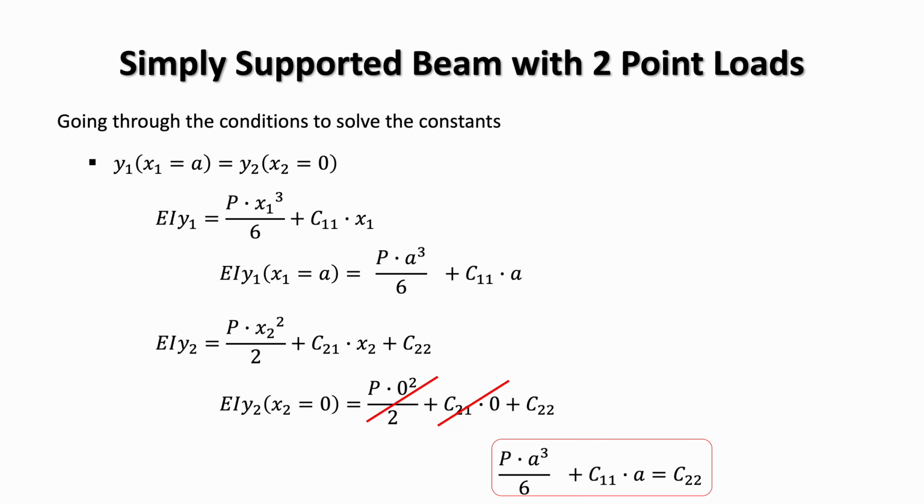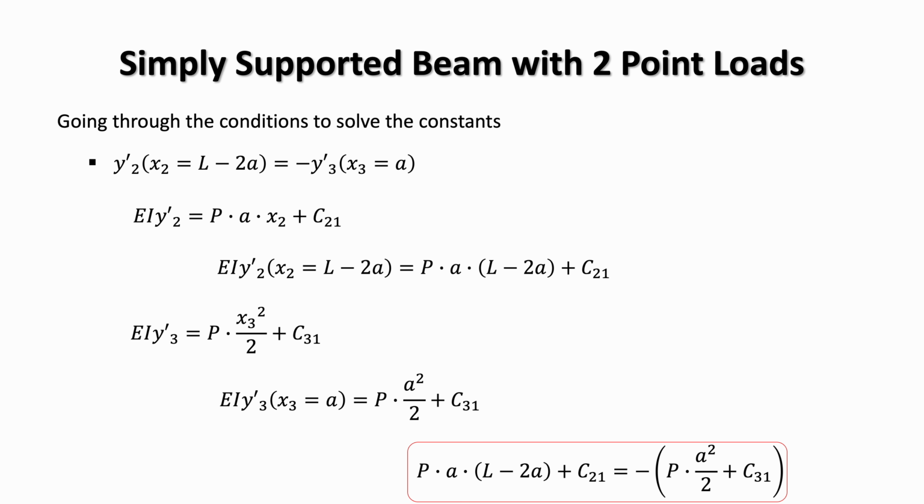Equating the deflections at point B gives us the second equation linking the constants. Pa cubed over 6 plus c11 times a, the deflection at B as determined by the equation from region 1, equals c22, the deflection at B as determined by the equation for region 2. We'll now move on to the continuity conditions at C, starting with the slope condition.